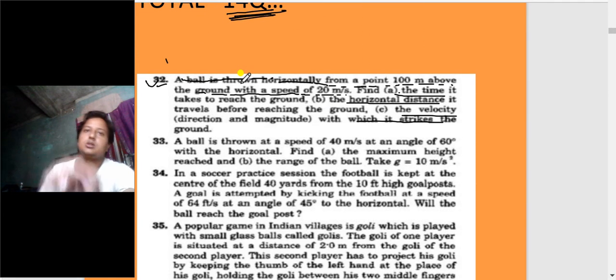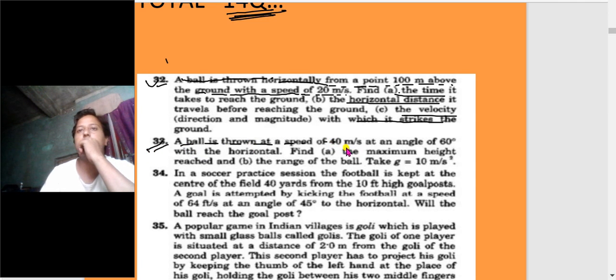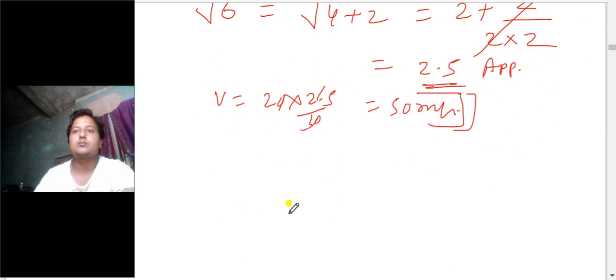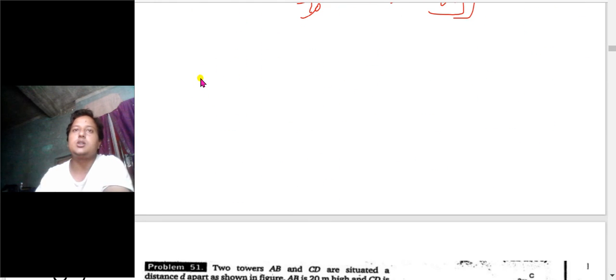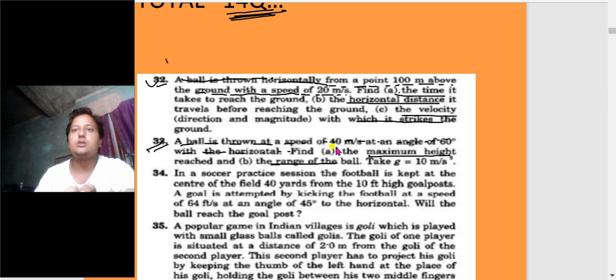Now in question number 33, a ball is thrown at a speed of 40 meter per second at an angle of 60 degree with the horizontal. Find maximum height and range. Question is: 40 meter per second speed is given and angle is 60 degree.